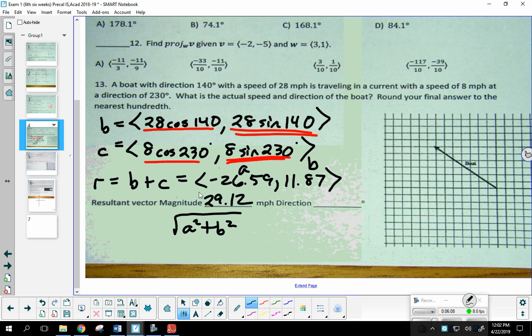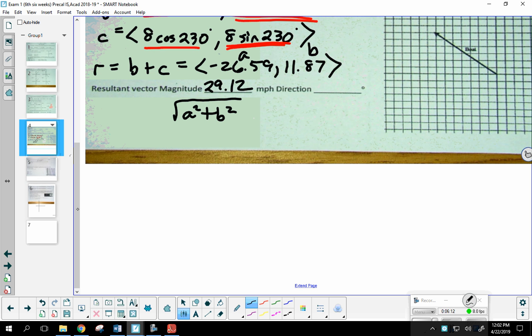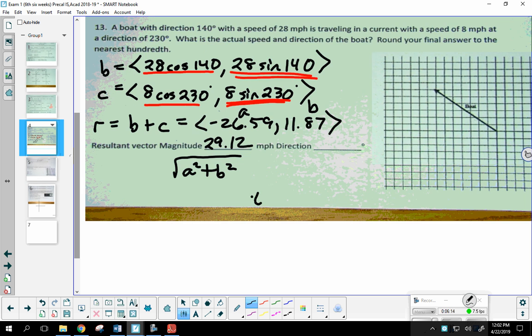But now the direction, this is what was stumping a lot of people that day. Remember, there were some really good conversations about it. So I want to take tangent of theta equal to b divided by a. So I'm going to take 11.87 divided by the negative 26.59. So we have to take the inverse tangent, right? But there's something about this inverse that we had to remember.